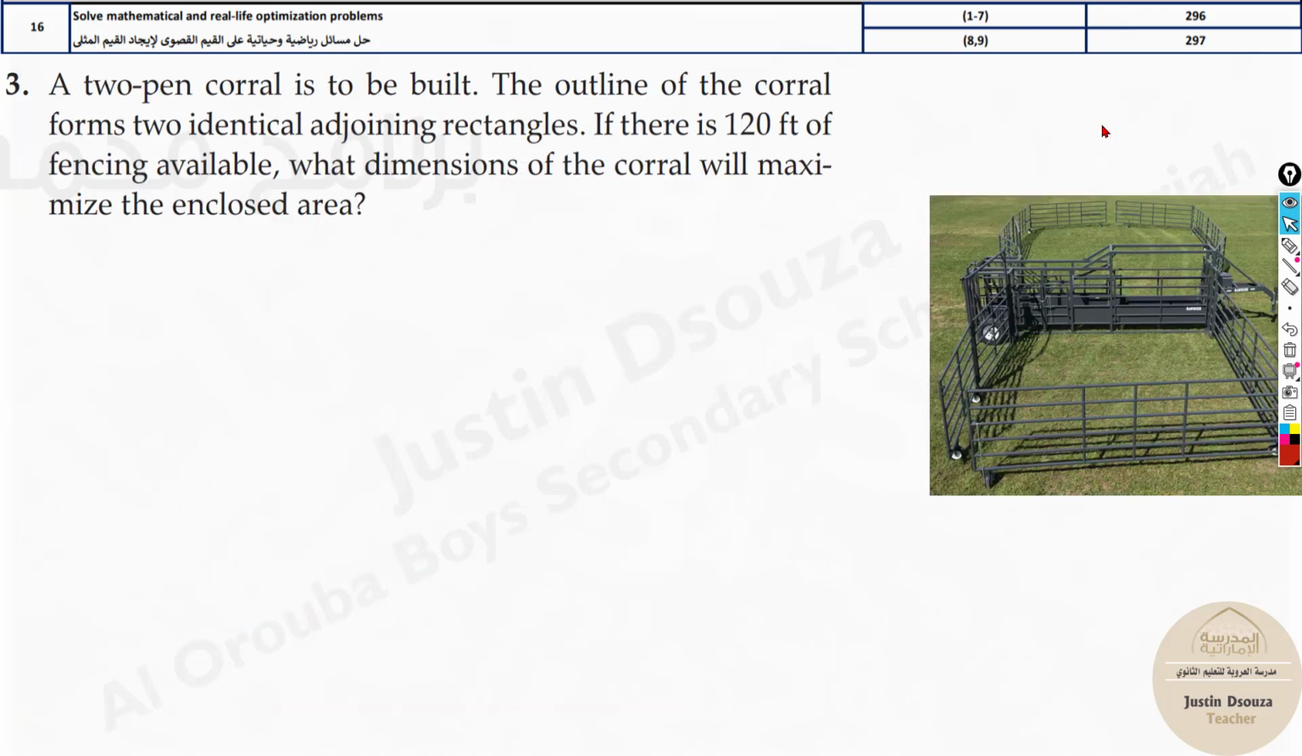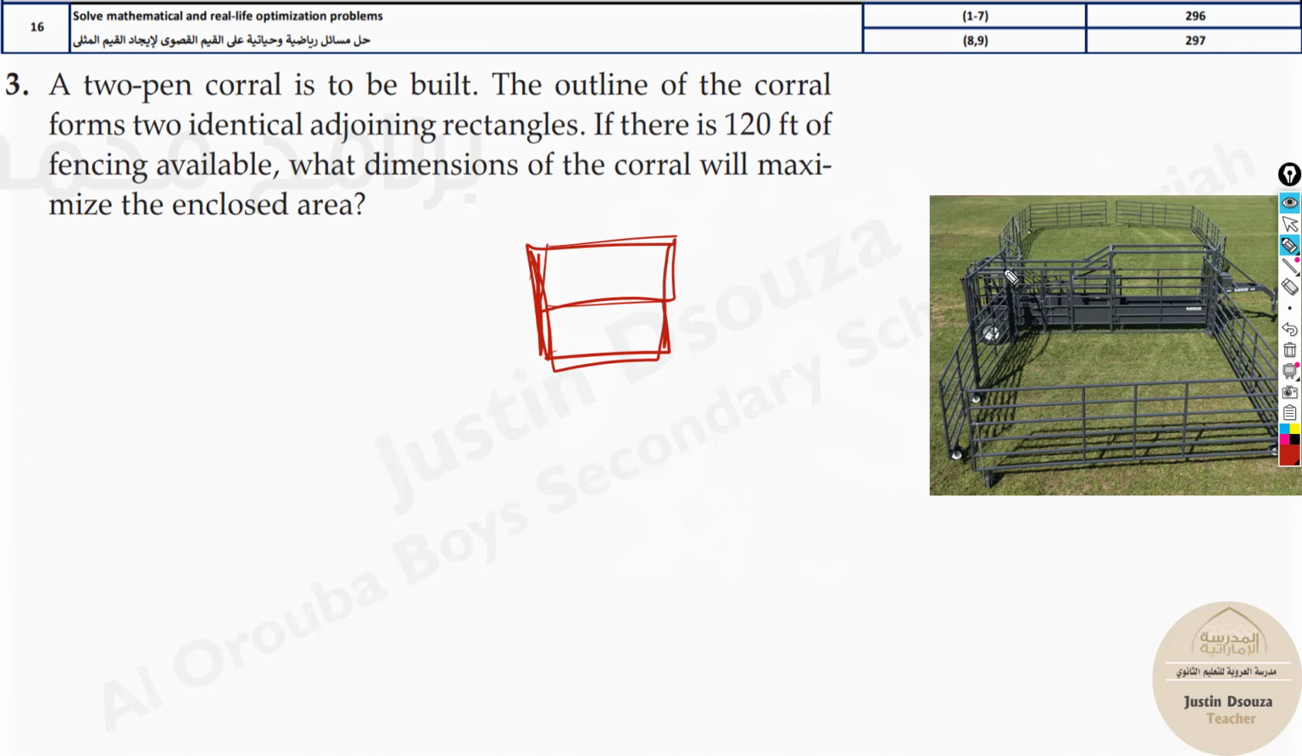And now, this one, I will solve it over here. If you look at this, a two-pen coral is to be built. What exactly is a two-pen coral? It's a place where you can protect sheep or cows or something like that, where it's two joined enclosed places. It's basically one rectangle and one more rectangle joined together, and they are equal. Okay, this is a two-pen coral.